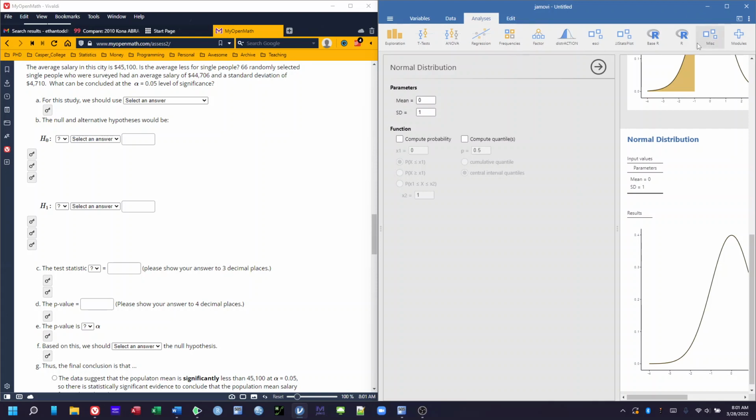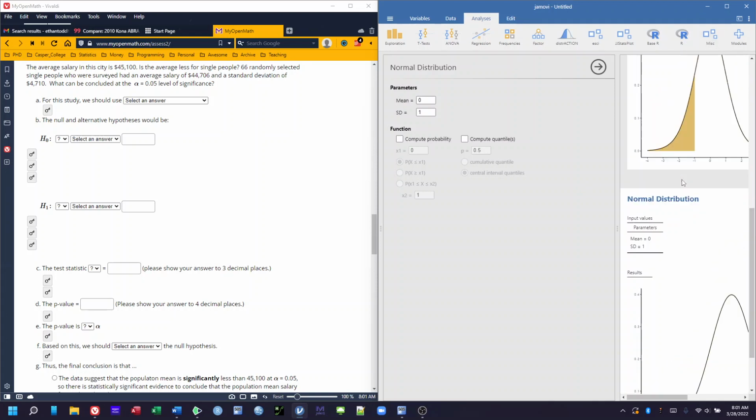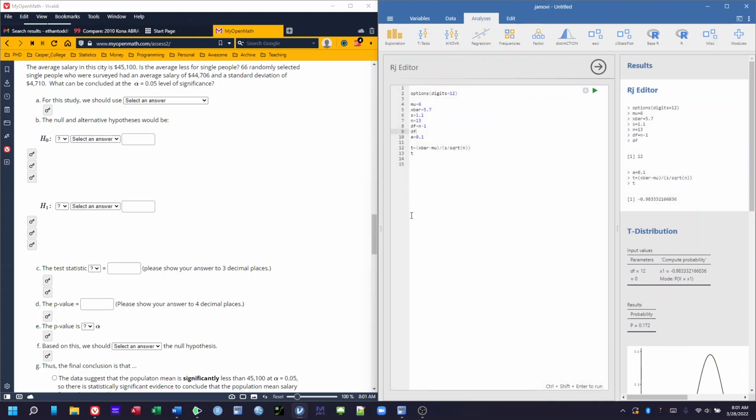All right, so let's do one more example. So let's come back up to our RJ editor, and we're just going to update our values here because we're going to need all of these numbers again in order to do this. Ooh, let's do n-1. That's a good one. And we'll change out our alpha.